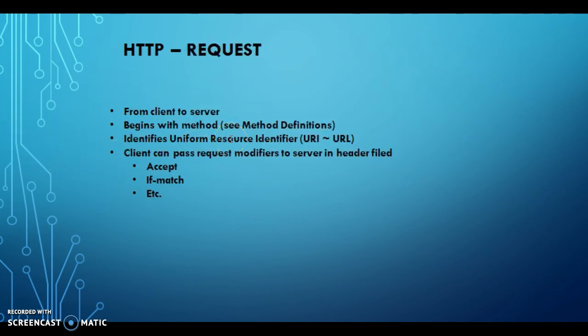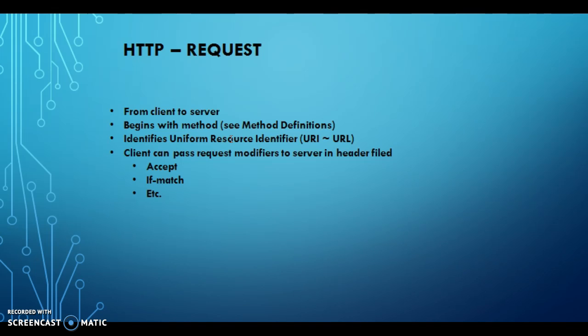Request. Request typically is initiated by a client and sent to a server. And the request begins with a method. And I'll discuss those methods shortly. But for example, GET is a method. That's GET, G-E-T. And the method will identify a resource identifier, which is a URI, or what we commonly call today a URL.